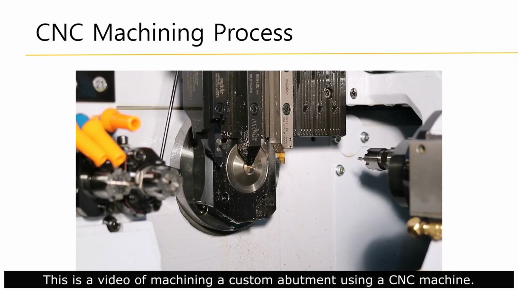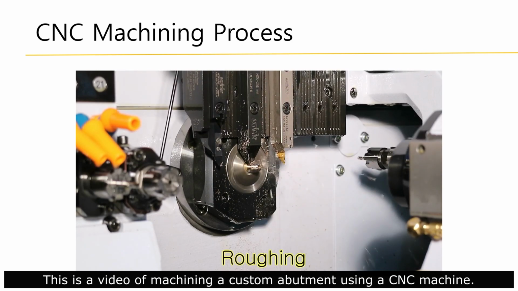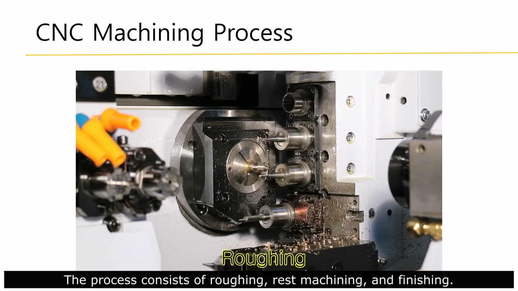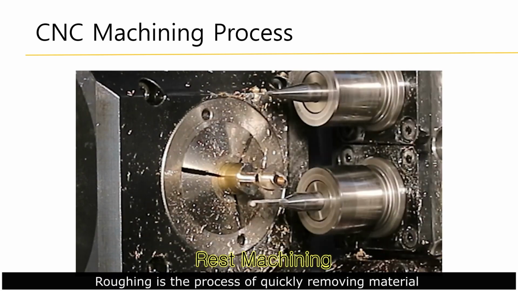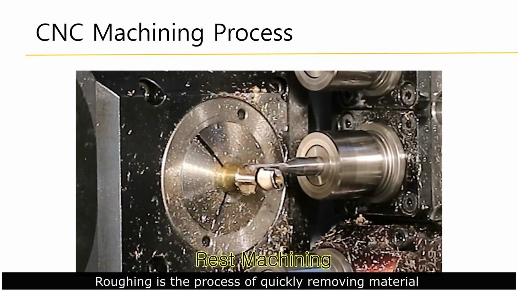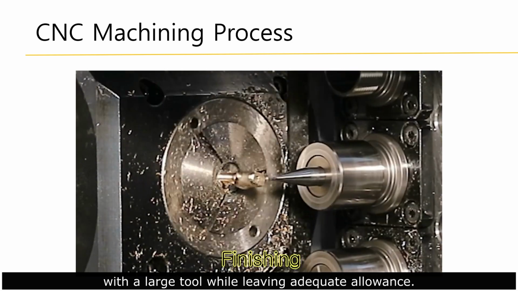This is a video of machining a custom abutment using a CNC machine. The process consists of roughing, rest machining, and finishing. Roughing is the process of quickly removing material with a large tool while leaving adequate allowance.